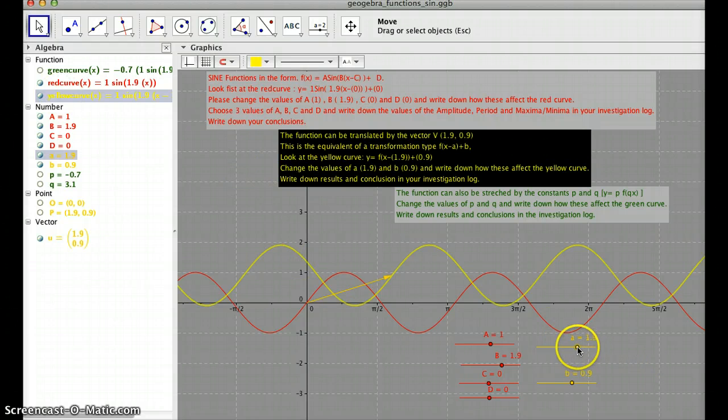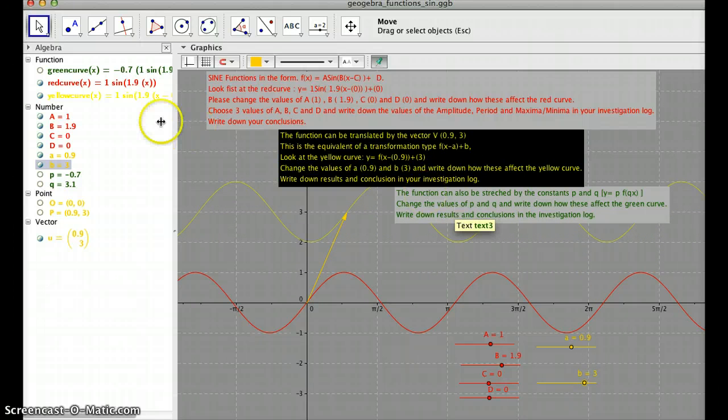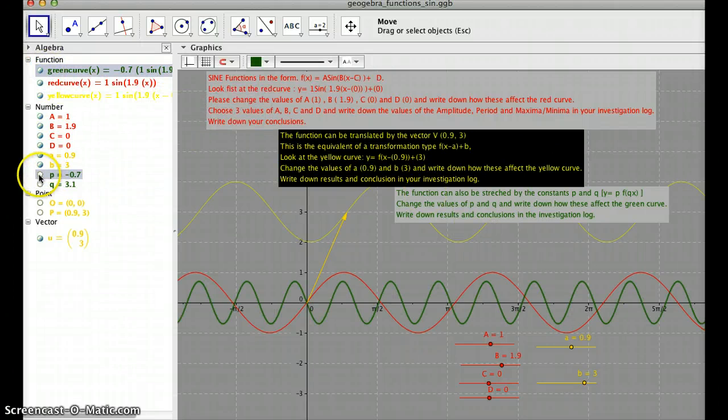So obviously if we change the x coordinate of the vector, then we move the function horizontally. If we change the b coordinate, so the y coordinate, we move it vertically. And then finally, the green part, we have another one given by these two parameters, and p is multiplying the whole function, q is multiplying the x.